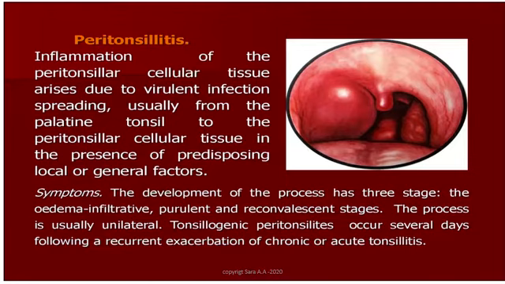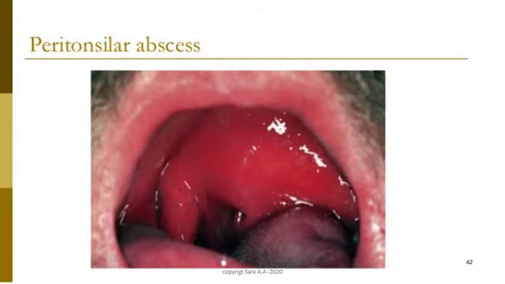The first is the infiltrative stage, the second is the purulent stage, and then the reconvalescence stage. The process is usually unilateral. Tonsillogenic paratonsillitis occurs several days following a recurrent exacerbation of chronic or acute tonsillitis.